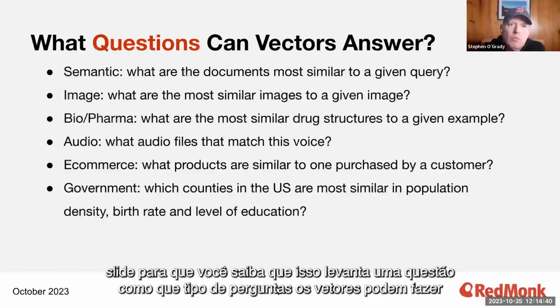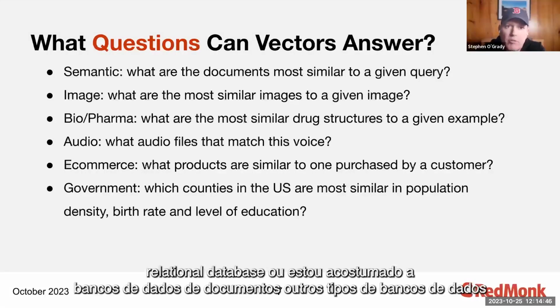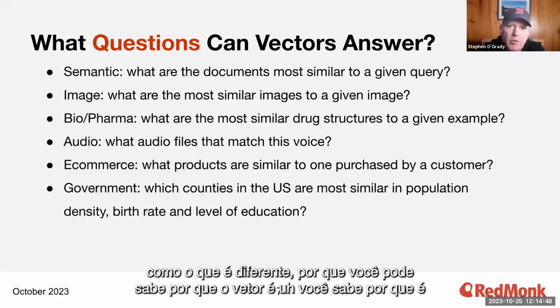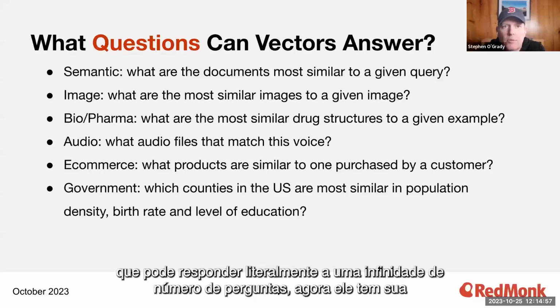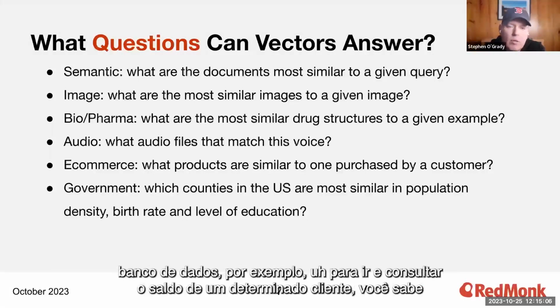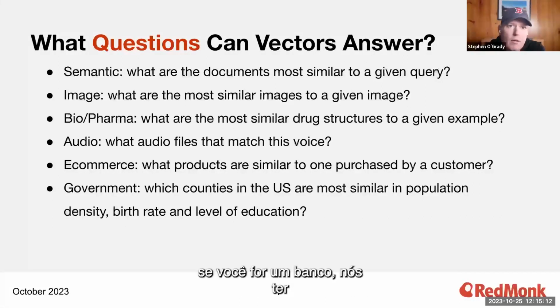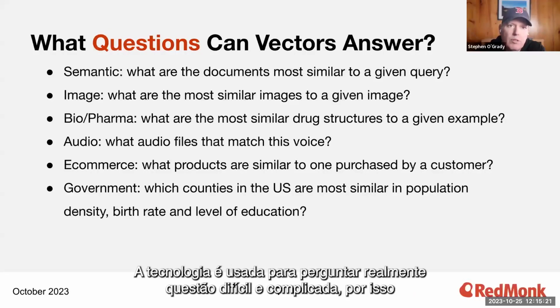So this begs the question, what kind of questions can vectors answer? Right. And this is, okay, I have a relational database, or I'm used to document databases, other database types. What's different? Why is vector technology necessary? And the answer is that it can answer literally an infinite number of questions. Now, it's stronger at some things than others. You're not going to use a vector database, for example, to query a given customer's balance if you're a bank. We have databases that are quite adept at that, but vector database technology is used to ask really, really difficult, complicated questions.